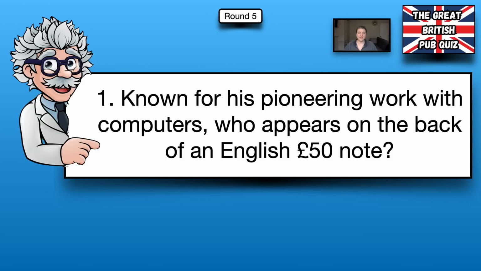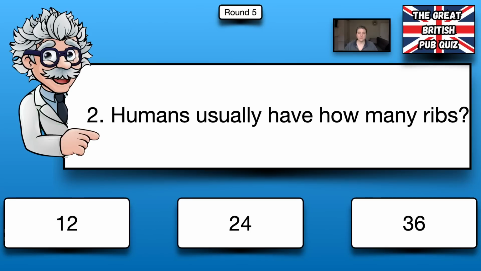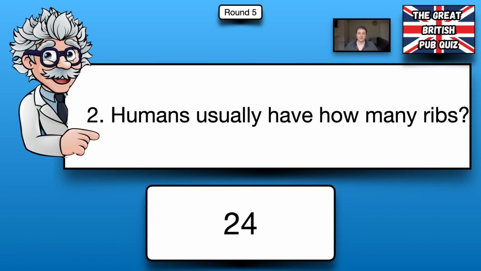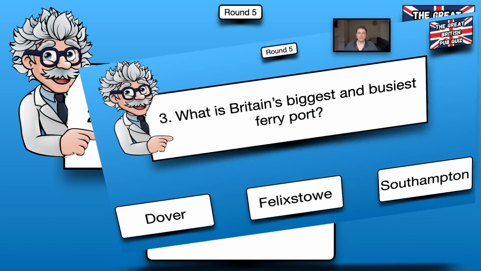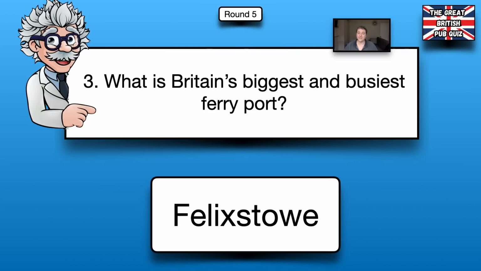So the answers for round 5. Who appears on the back of an English £50 note? Alan Turing. Number 2. Humans usually have how many ribs? 24. Number 3. What is Britain's biggest and busiest ferry port? That is Felixstowe.